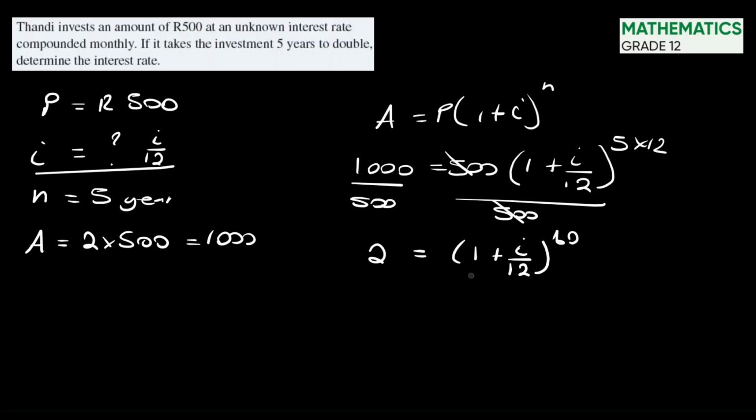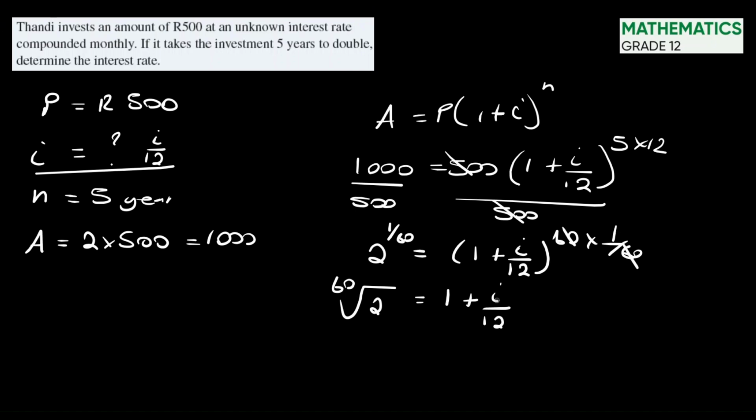So now we need to unpack this bracket. We can remove that by raising this to the power of 1 over 60 and raising the other side to the power of 1 over 60. And what that simply does, the 60 and the 60 cancel. Now we got rid of the 60. But what we just did on the left hand side is the same as saying the 60th root of 2, which will be equal to 1 plus i over 12. Now you can see we eliminated the exponent of 60. Now the brackets are nice and loose.